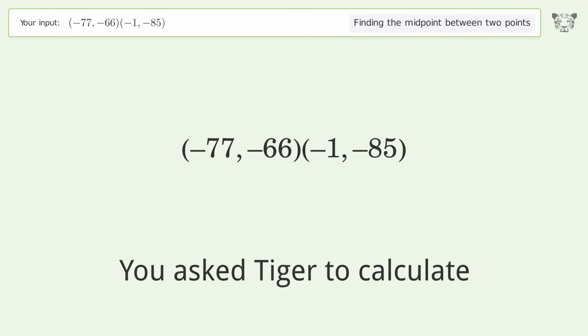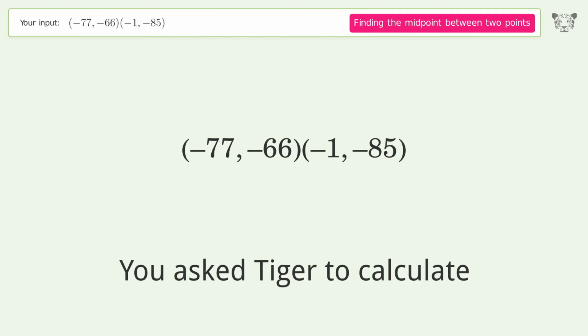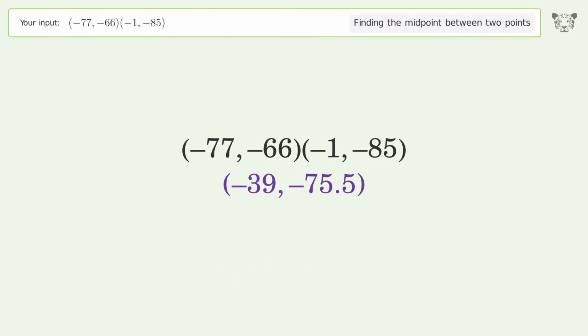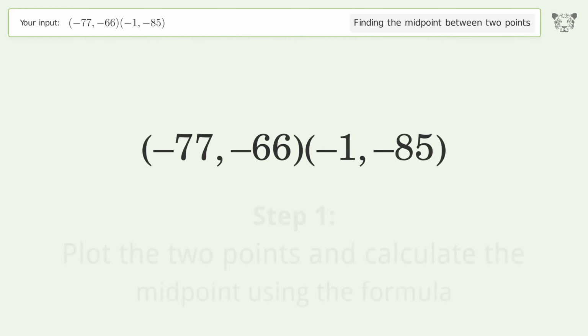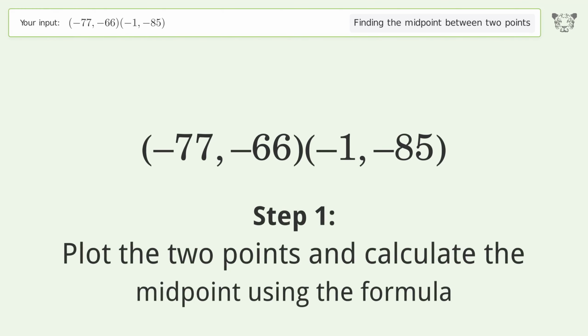You ask Tiger to calculate. This deals with finding the midpoint between 2 points. The midpoint between the 2 points is -39, -75.5. Let's solve it step by step. Plot the 2 points and calculate the midpoint using the formula.